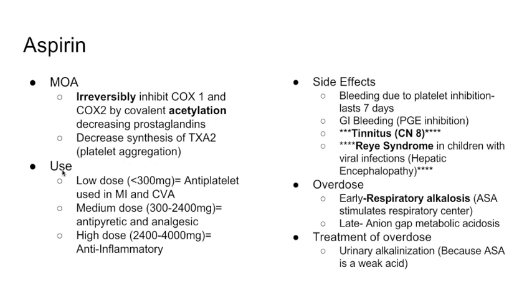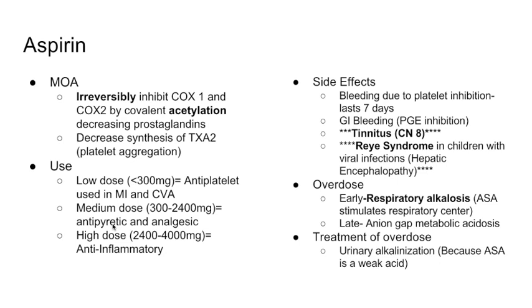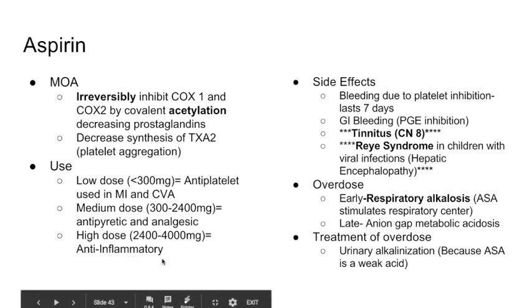So with that in mind, you can go into the uses. Uses are divided into low dose, medium dose, and high dose. Low dose is less than 300 mg. It's used as an antiplatelet agent because we've already established that it decreases the synthesis of thromboxane A2, thus decreasing platelet aggregation. So it's used in MIs, heart attacks, and strokes, CVAs, cerebrovascular accidents. Medium dose and high dose are actually not used clinically anymore because we have better agents, but it's mainly as an antipyretic and analgesic, and the high dose serves as an anti-inflammatory.